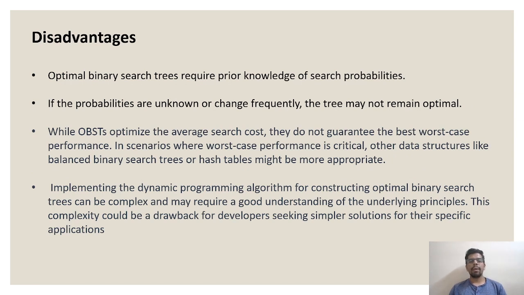Disadvantages. Optimal binary search trees require prior knowledge of search probabilities. If the probabilities are unknown or change frequently, the tree may not remain optimal. While optimal binary search trees optimize the average search cost, they do not guarantee the best or worst case performance. In scenarios where worst case performance is critical, other data structures like balanced binary search trees or hash tables might be more appropriate.